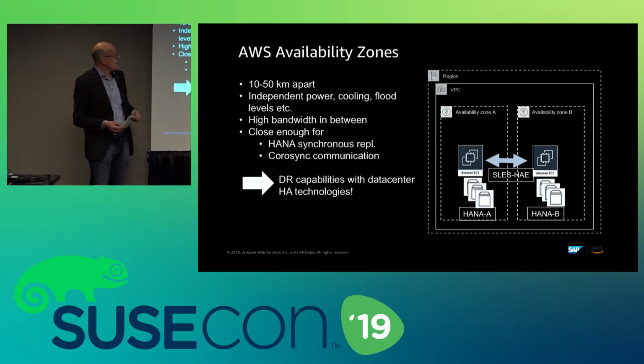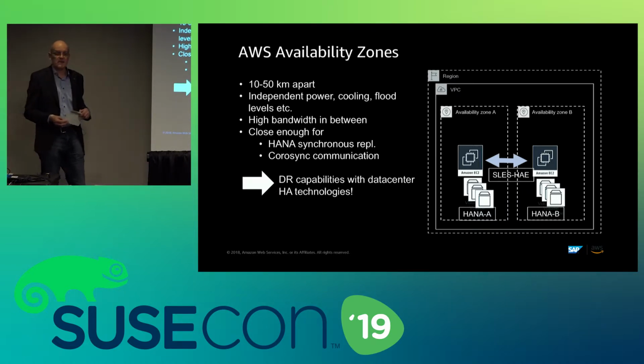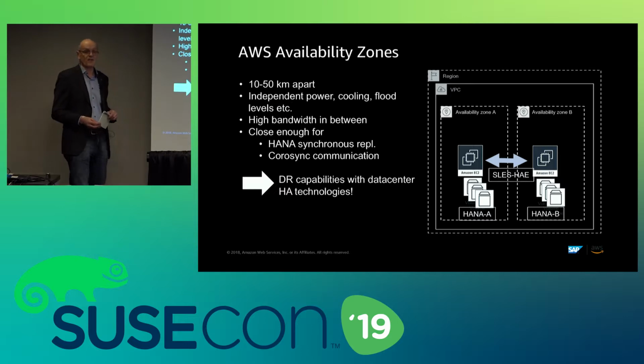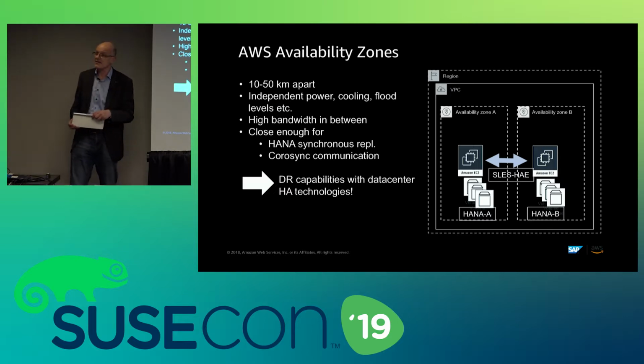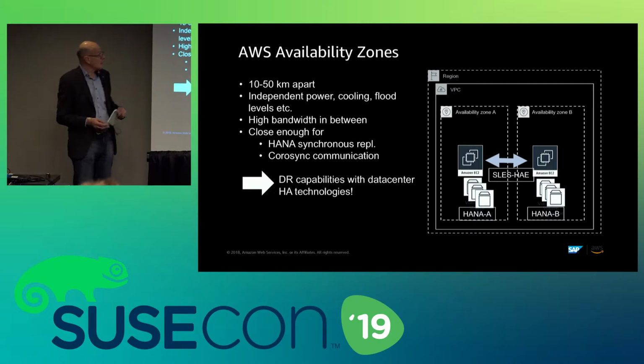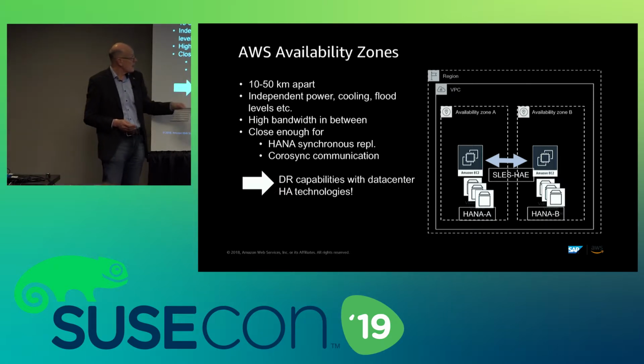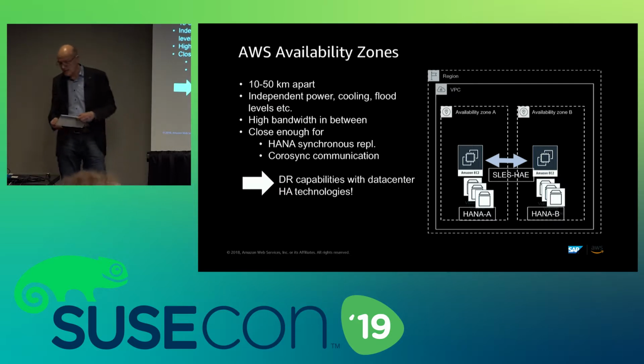And the first thing which is super useful are our availability zones. These are data centers which are 10 to 50 kilometers apart, different flood levels, different electricity, everything independent, internet hookup. And we have a high bandwidth in between them. We have our latencies which are good enough for SAP. And we can do HANA synchronous replication. And we can use CoroSync as well.